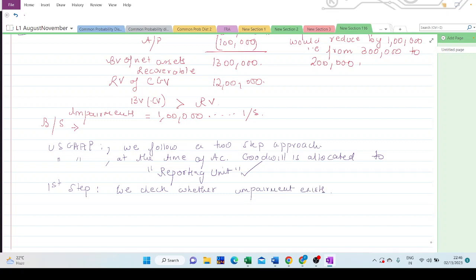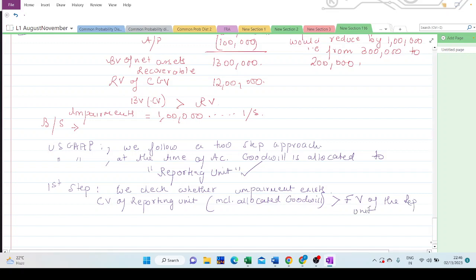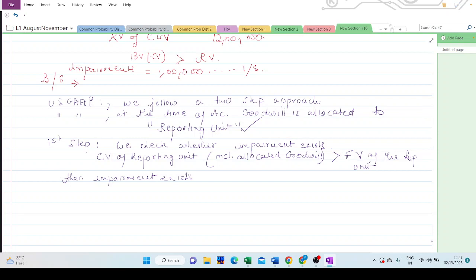How would we check this? If the carrying value of the reporting unit, including allocated goodwill, is greater than the fair value of the reporting unit, not the fair value of net identifiable assets of the reporting unit, but the fair value of the reporting unit, then impairment exists. Then impairment exists, right?